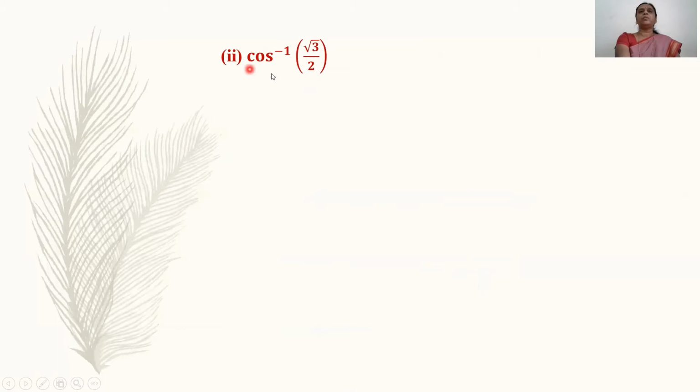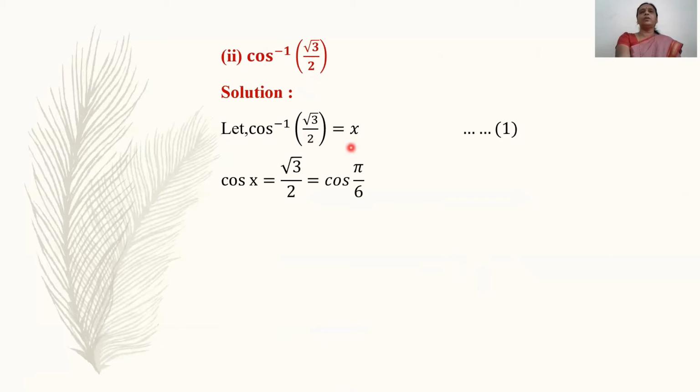Find the principal value of cos inverse root 3 by 2. Write down in the solution, let cos inverse root 3 by 2 is equal to x, and treat this as equation 1. In the next step, you take this cos inverse to the right hand side, and you will get cos x is equal to root 3 by 2. Then you know that value of cos pi by 6 is root 3 by 2 from the table 0 to 90 degree. This is value of cos 30. Pi by 6 means cos 30. You write down for this root 3 by 2 value cos pi by 6.